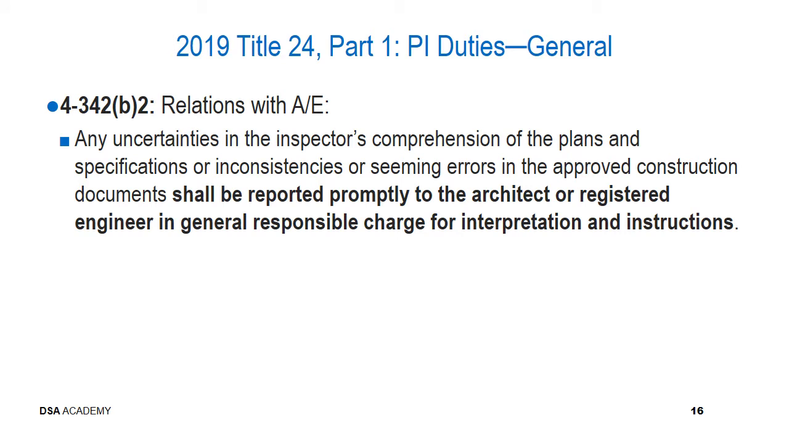Continuing on with project inspector duties, 4-342B2, with regards to relations with design professionals, any uncertainties in the inspector's comprehension of the plans and specifications or inconsistencies or seeming errors in the approved construction documents shall be reported promptly to the design professional for interpretation and instructions.